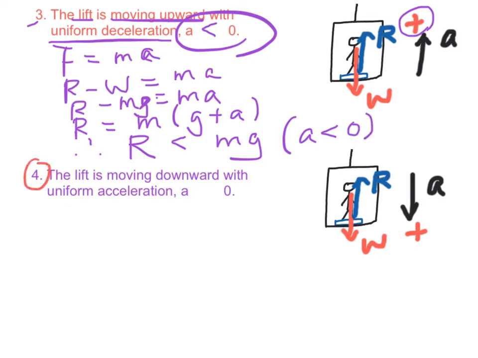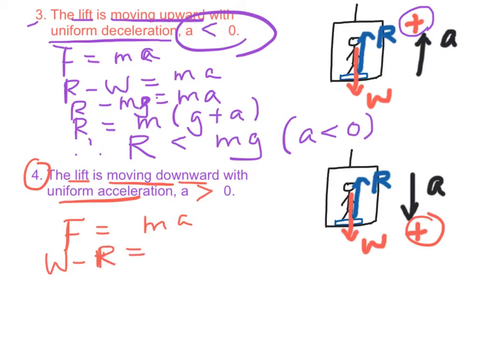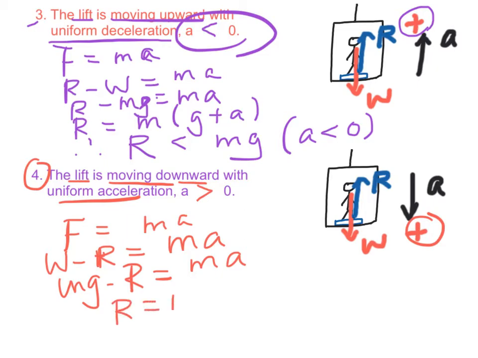For case 4, the lift is moving downward with uniform acceleration. If we take downward as positive, then a is larger than 0. By F equal to ma, we have W minus R equal to ma, W is mg, mg minus R equal to ma, hence R equal to m(g minus a), which is smaller than mg.